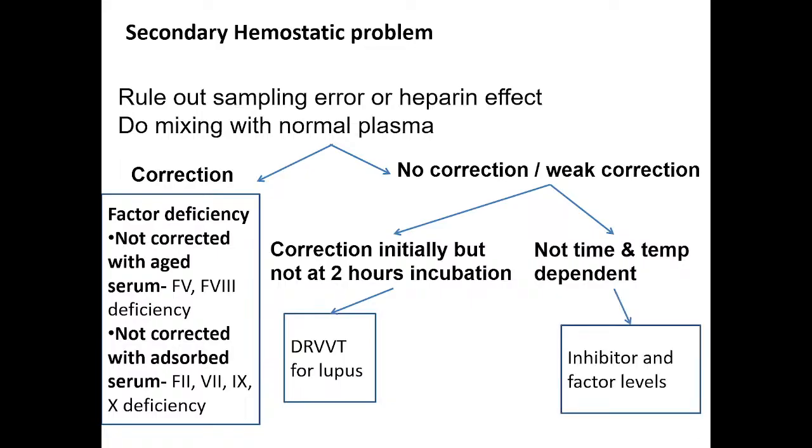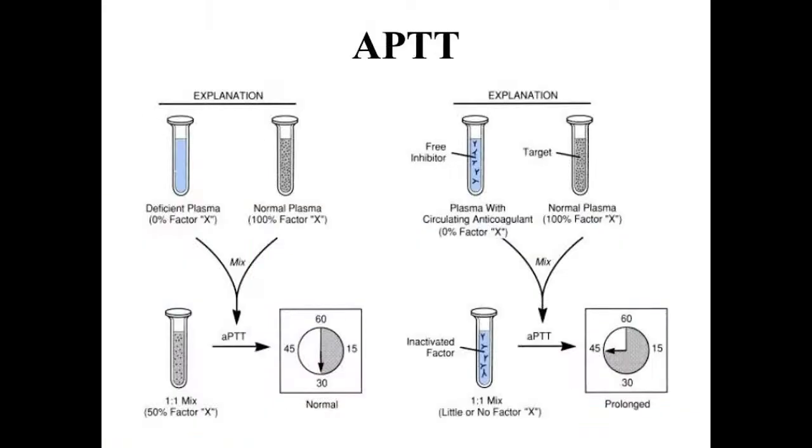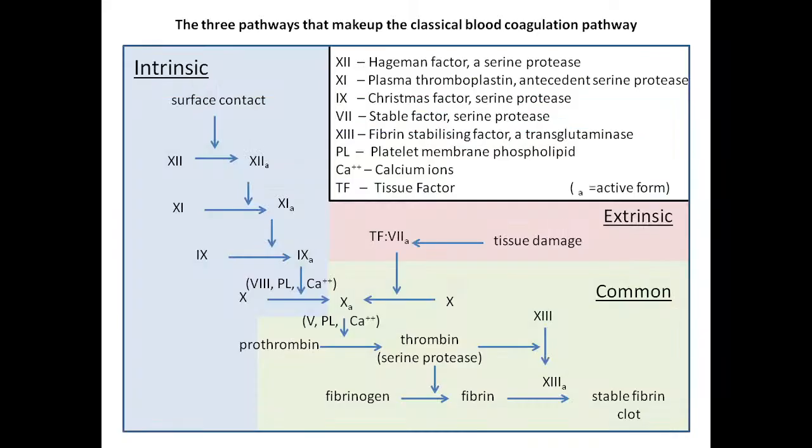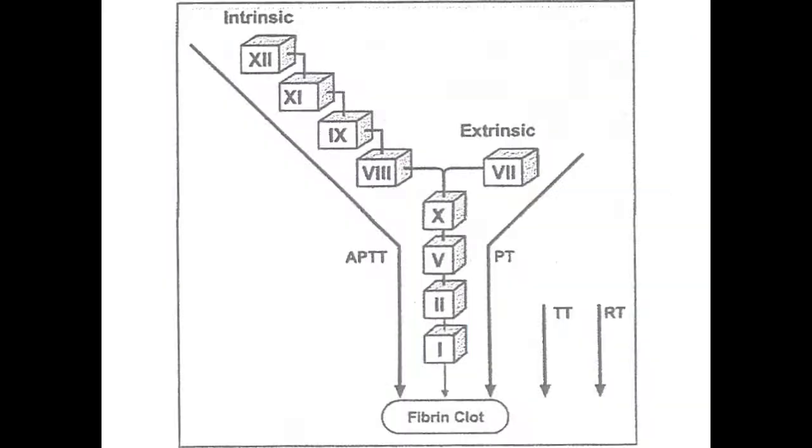And if not time and temperature dependent, then inhibitor and factor level we can do, and if DRVVT is negative, then also inhibitor and factor level we can do. Okay. So, we will not go in detail of, we already discussed all these, ये तो सबकी बुक्स में है, ठीक है ना, इंट्रिंसिक और एक्सट्रिंसिक पाथवे एंड देन कॉमन पाथ. So, APTT for intrinsic, PT for extrinsic and TT for कॉमन पाथवे.